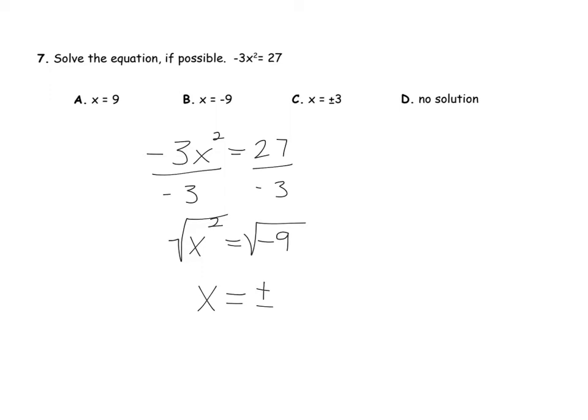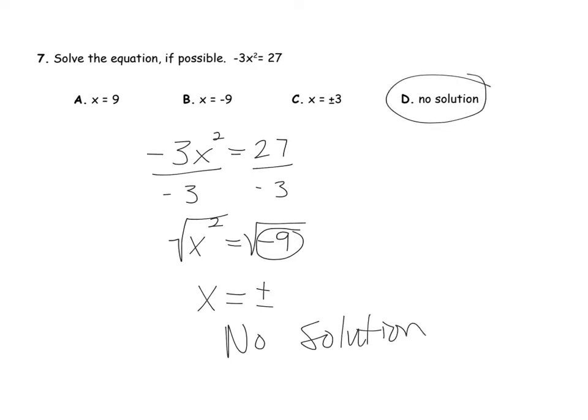For instance, if you thought it was negative 3, negative 3 times negative 3 would give you positive 9. And positive 3 times positive 3 would give you positive 9. So there is no way to take the square root of a negative number. So this is a no solution. It should have been letter D, and that one was worth 2 points.